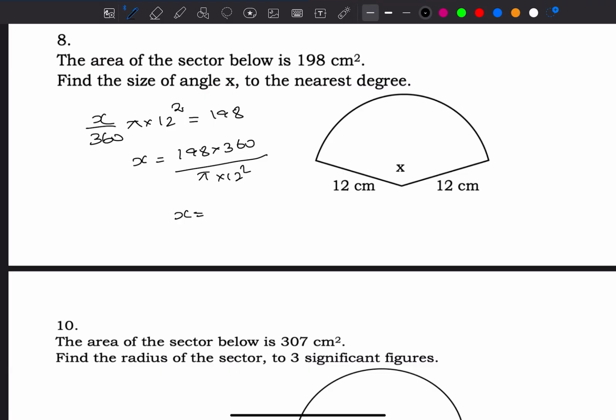Which will make it to the nearest degree 157.5, which to the nearest whole number is 158. Okay.